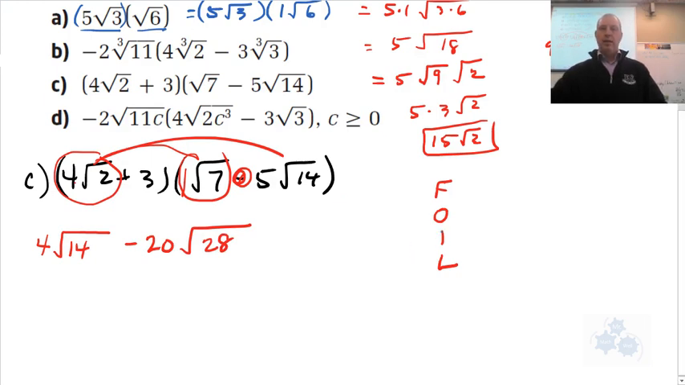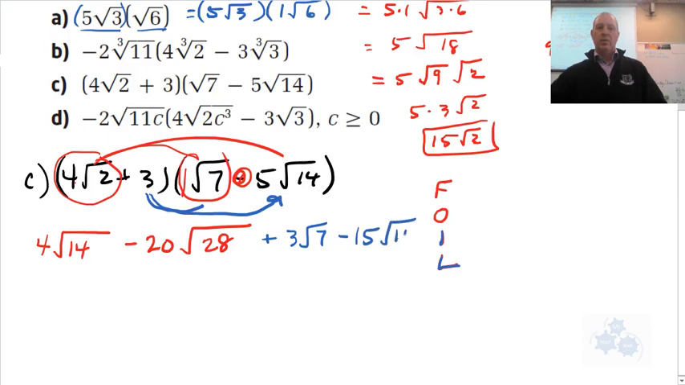Now let's go to the inside terms. So that's what the I stands for. So we've got 3 times root 7. So that's plus 3 root 7. And then L is last terms. So 3 times 5 root 14. It's a negative 5, so it's minus 15 root 14. Okay, so that's your first step of FOIL.